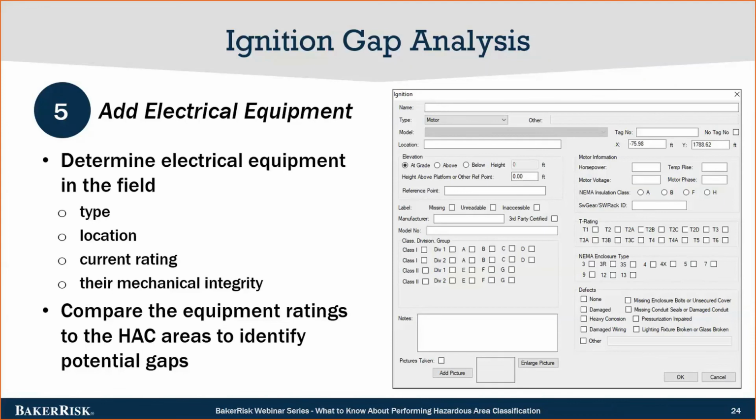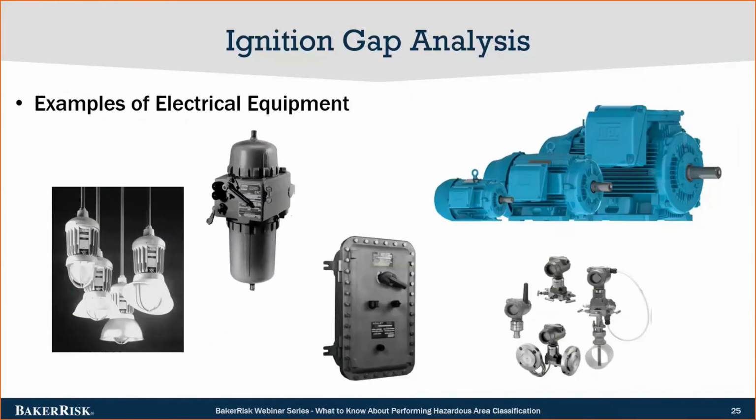Again, not only are you looking at determining what the equipment is, but you want to make sure that the equipment is in good mechanical operating condition. These are examples of some electrical equipment: lighting fixtures, switches, explosion-proof enclosures, motors, and instrumentation. I point out that the enclosure in the middle, the explosion-proof enclosure with all the bolts around the periphery, is a very important piece of equipment that's used in many locations.